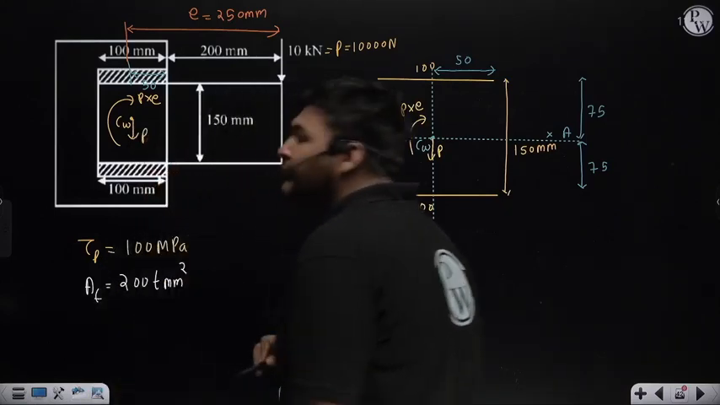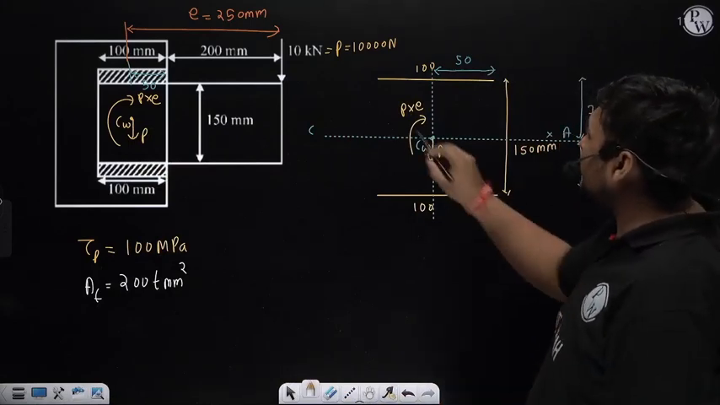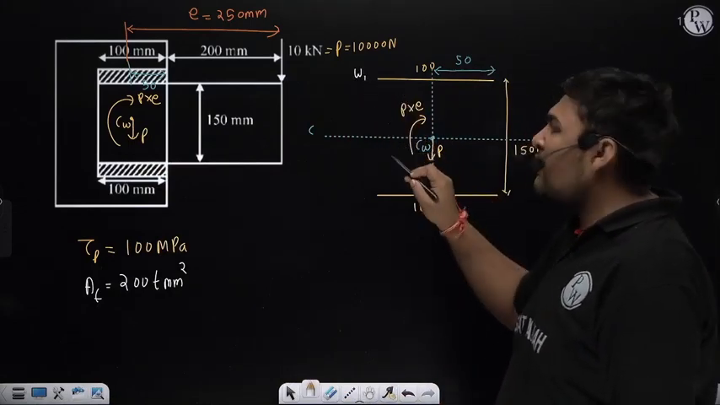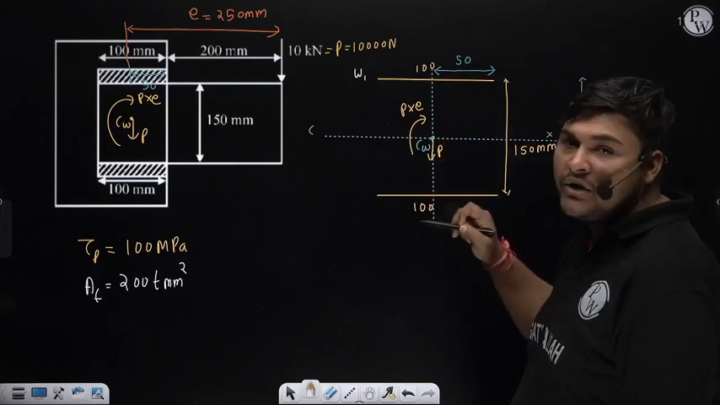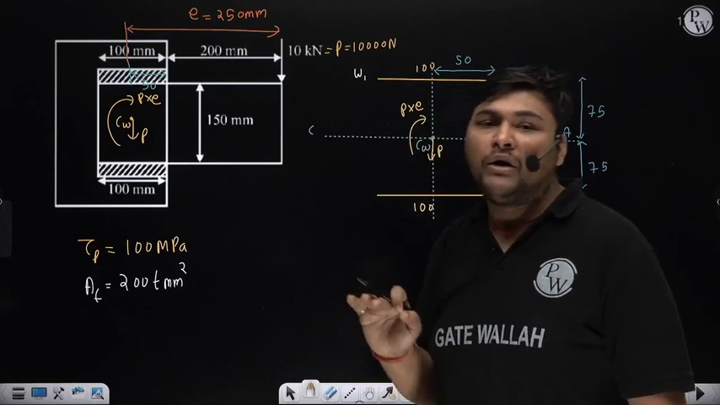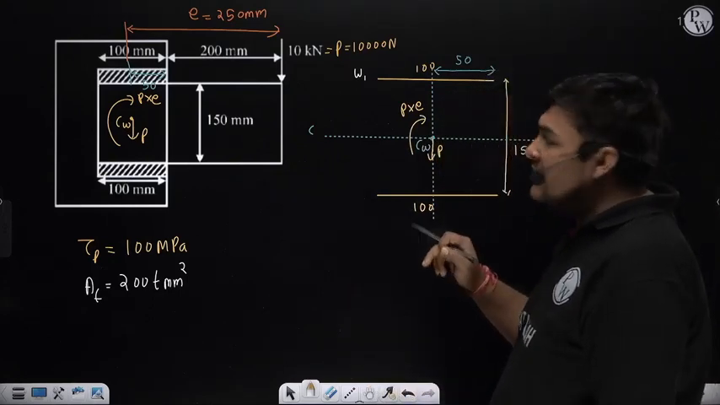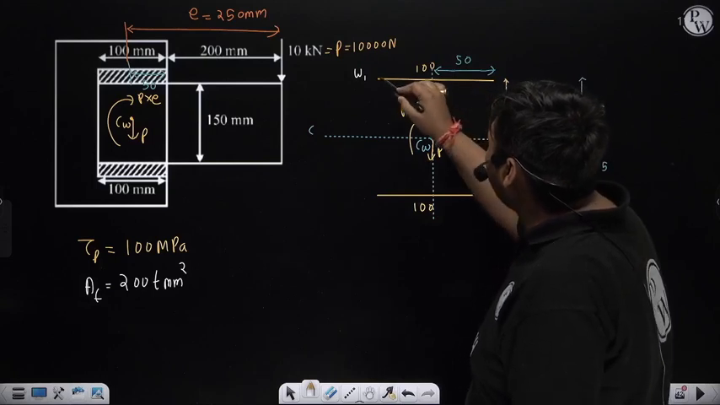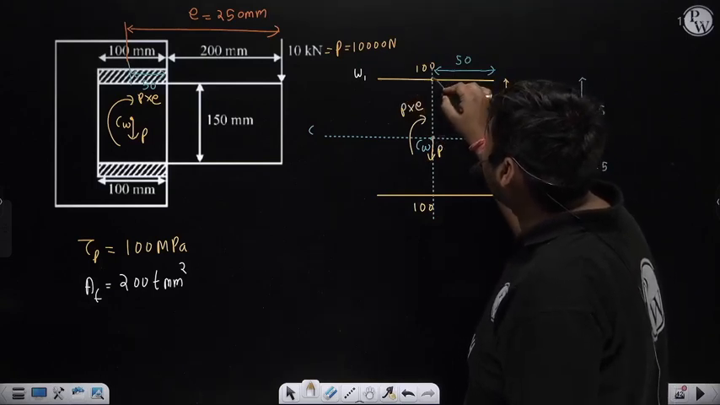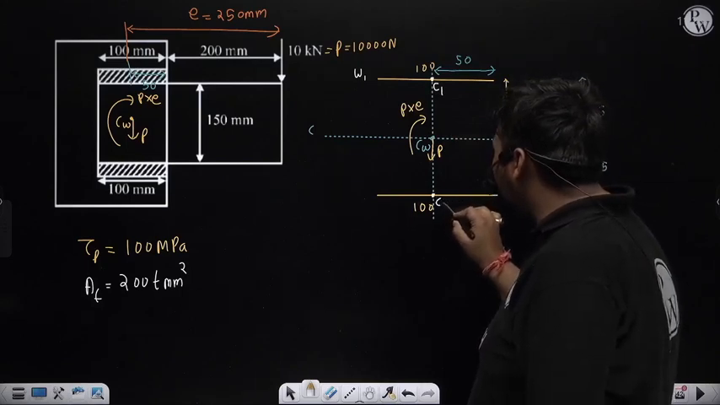Now we will calculate the polar moment of inertia of this weld about the combined centroid. Suppose this is weld 1. First we will calculate the polar moment of inertia of weld 1 about the combined centroid. For that we need to calculate the polar moment of inertia of weld 1 about its own centroid, so I need to locate the centroid of weld 1. The centroid of weld 1 will be in the middle of this line, which is this. So it is the centroid of weld 1. Similarly, this is the centroid of weld 2.